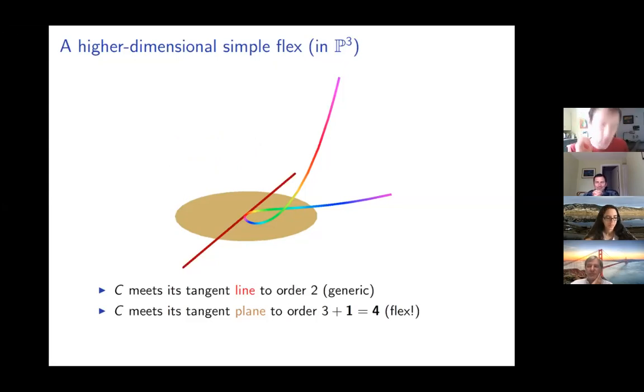Yeah, it's also the unique plane that meets the curve to order more than 2, or something like that. I mean, there's a unique plane and it has some multiplicity of intersection with the curve. Cool. Thank you.